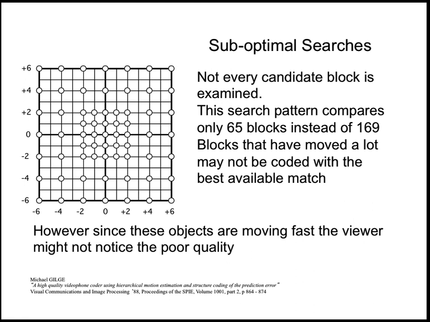Certainly if things aren't moving at all, or are moving very little, then it does make sense to have the best available match for those. So that's the logic behind this. But in this case, only 65 blocks are evaluated instead of 169, which is less than half. So already, this compression algorithm has speeded up 2 times at least. Okay? So this is the idea behind suboptimal searches. We don't search each and every possible candidate block. We skip a few and hope it'll be okay.